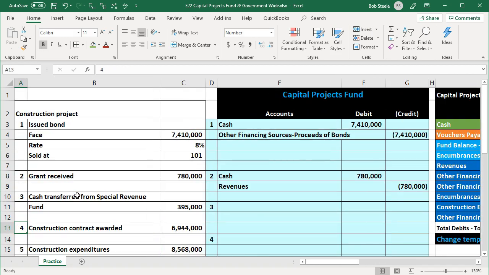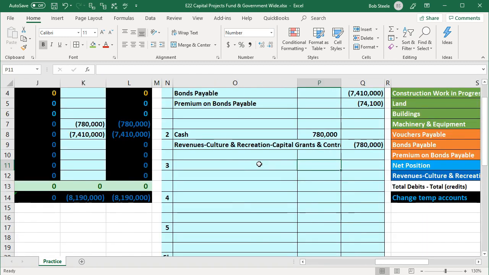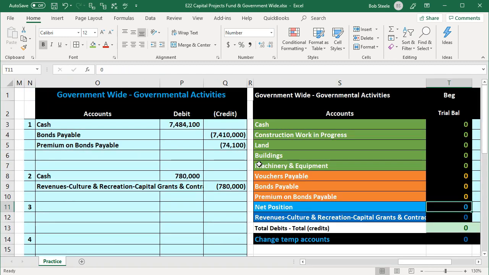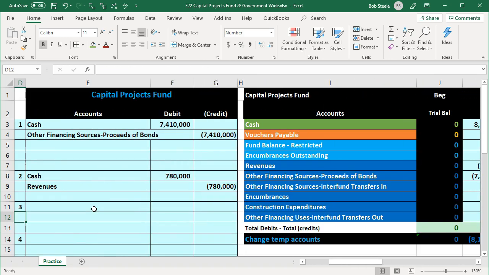Scroll back over and see what we have now for number 3. Cash transferred from the special revenue fund. So if we go over to the government-wide activity first, we're going to say, all right, cash was transferred from the special revenue fund. That's a fund-to-fund transfer. And if we think about the government as a whole, then nothing happened there, because it went from one fund to another fund. So we're not going to record it in the government-wide activity. Nothing really happened there. It's an internal transaction, from one fund to the other.